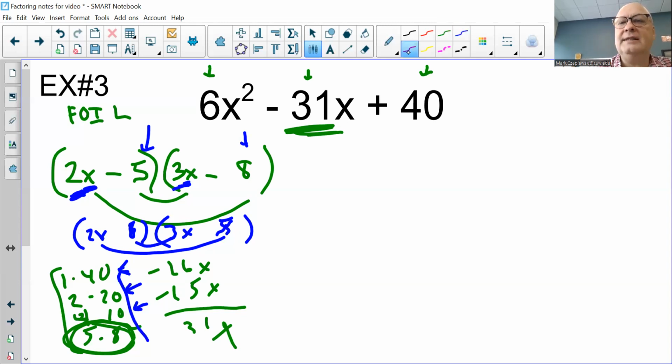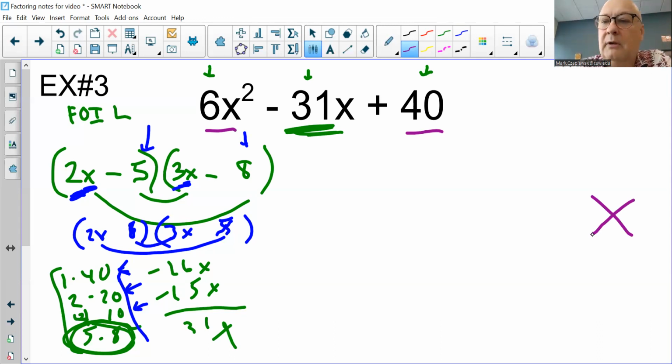What's this split the middle thing? Now, I know a lot of you like this. So split the middle. Some people use this graphic organizer. They multiply 6 times 40. I'm going to grab a calculator here. So 6 times 40, if you're ever in doubt, you should always use a calculator. 6 times 40 is 240.